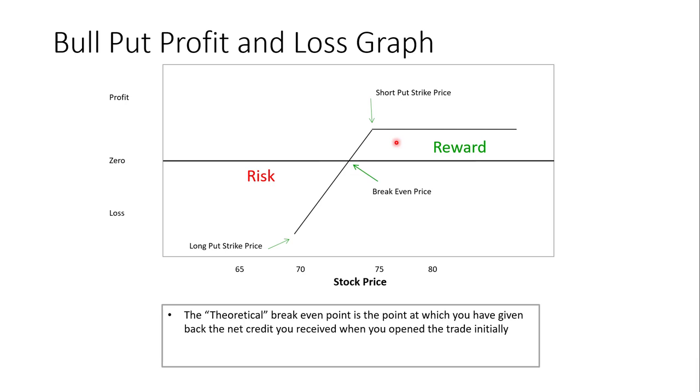Here's a term that I just used, theoretical or break-even point. The theoretical break-even point is the point at which you've given back all of your net credit you received when you opened the trade. Sell the 75, buy the 70, $2 credit, $73 would be your break-even point on this example. Mathematically, here you go. It's the strike of the short put, 75, minus the net credit, $2, would be 73 net.